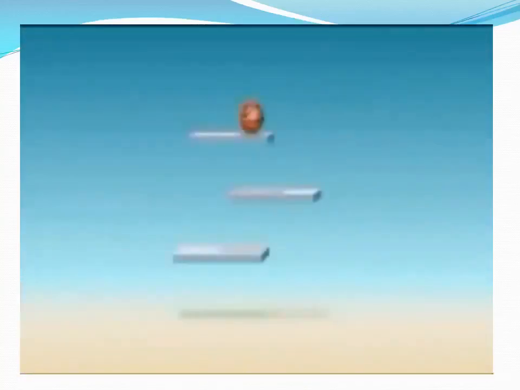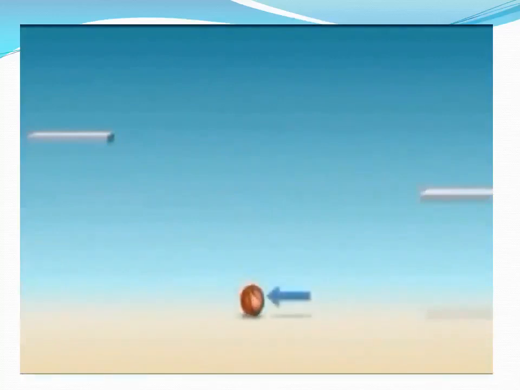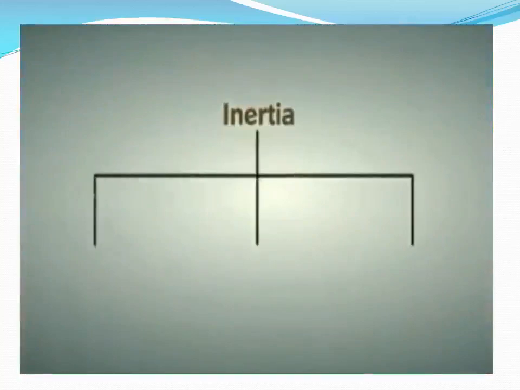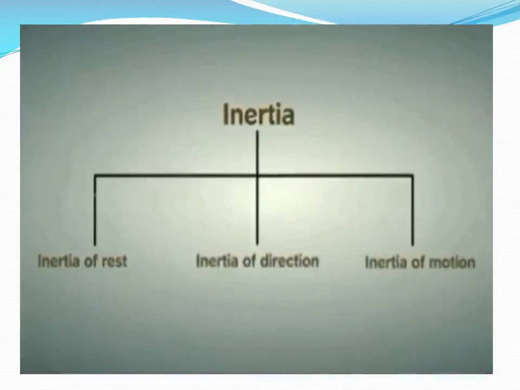That is, if an object is at rest, it will remain at rest, and if it is in motion, it will always be in motion. This natural property of a body is called inertia. Inertia is classified into three types. They are, first, inertia of rest, second, inertia of direction, and third, inertia of motion.